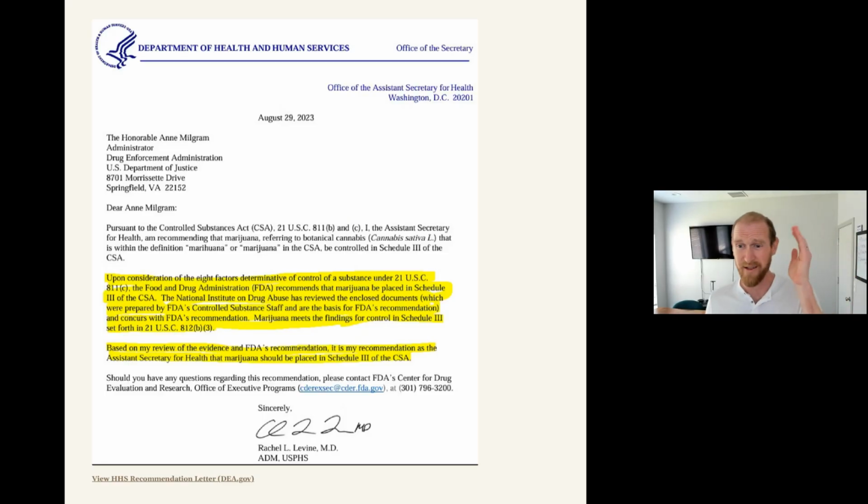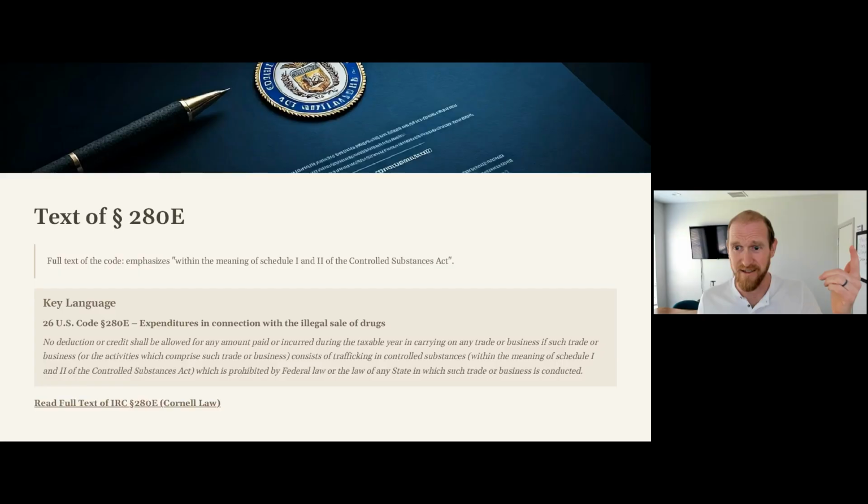And so they went back, and it's almost as if they had it in waiting already. The FDA wrote a 250-page paper that was also looked at by the National Institute on Drug Abuse, and then the HHS wrote this letter. And you can find this letter. Oh, I do need to let you know that you can find these.